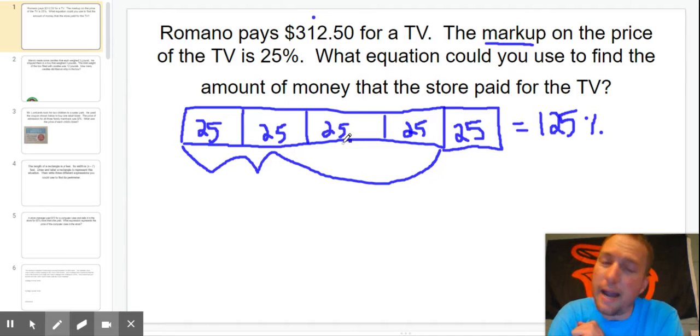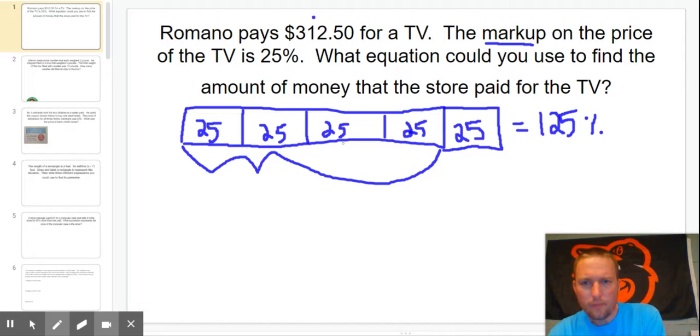Now, you do not have to draw a picture, but for me, this helps a lot to make sense of the problem and what is being asked of you. So I drew a bar model, a diagram to help me understand.